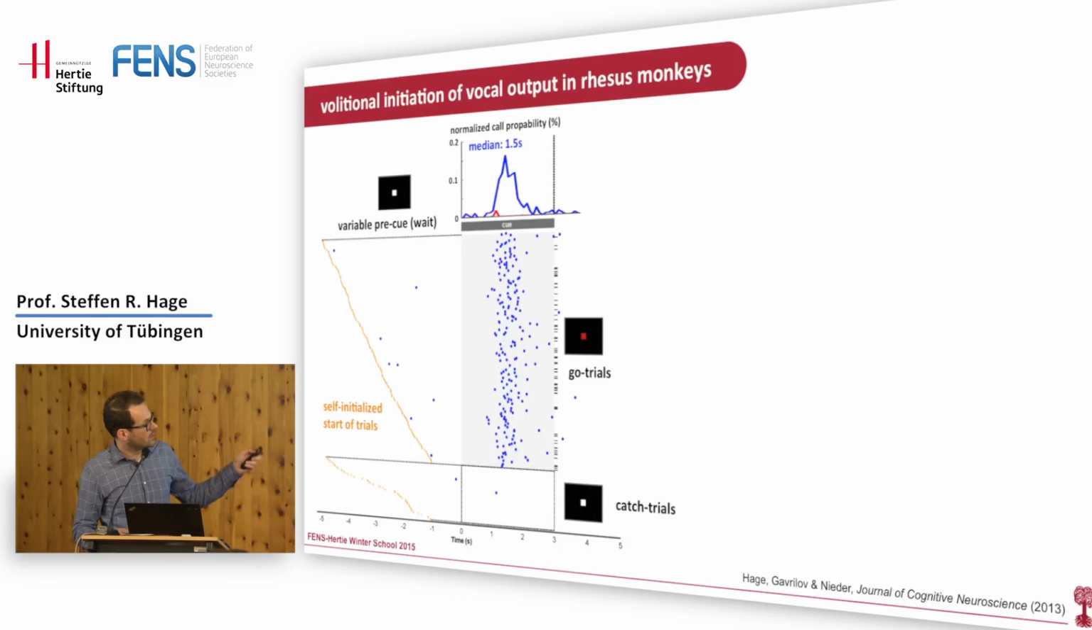What you see here is the trials. Each line is one of these self-initiated trials the monkey initiated. They are all triggered by the onset of the go stimulus and catch stimulus, separated by go trials and catch trials, sorted by the length of this pre-cue.